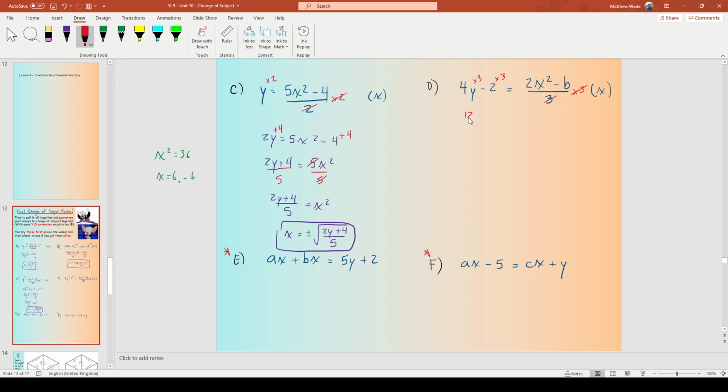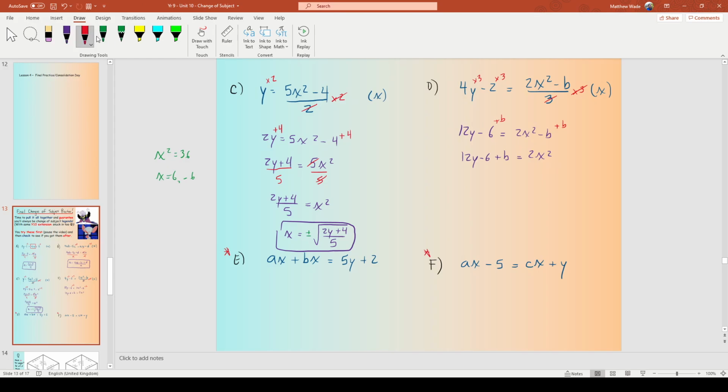4y times 3 is 12y. Minus 2 times 3 is minus 6. On this side, ooh, shoot, that's supposed to be purple. On this side, so 12y take 6. And on this side, you're going to just be left with 2x squared minus b. What do you do next, buddies? Well, yeah, you're right. You add the b. Because then you're going to be left with 12y minus 6 plus b equals 2x squared.